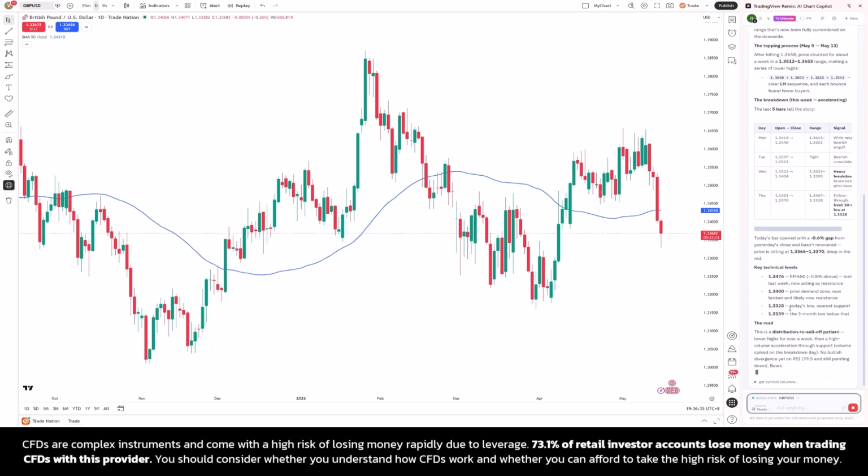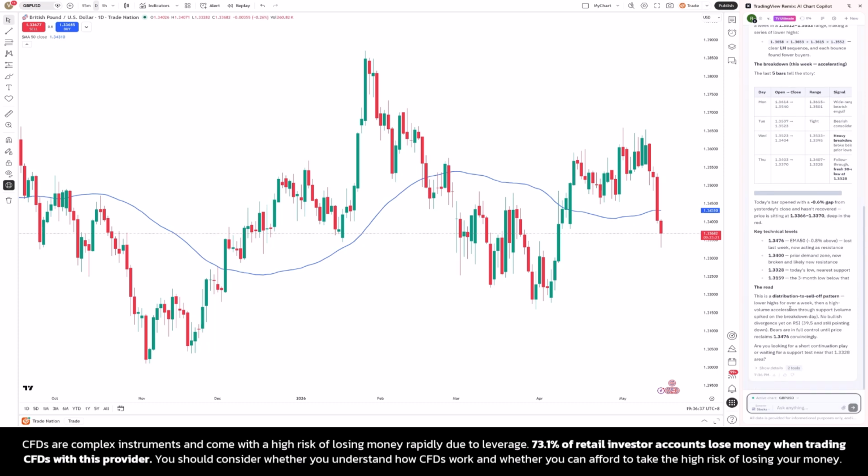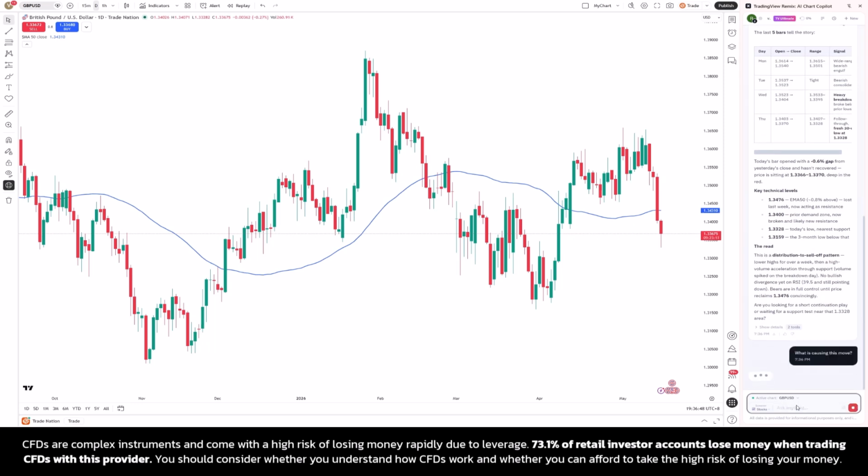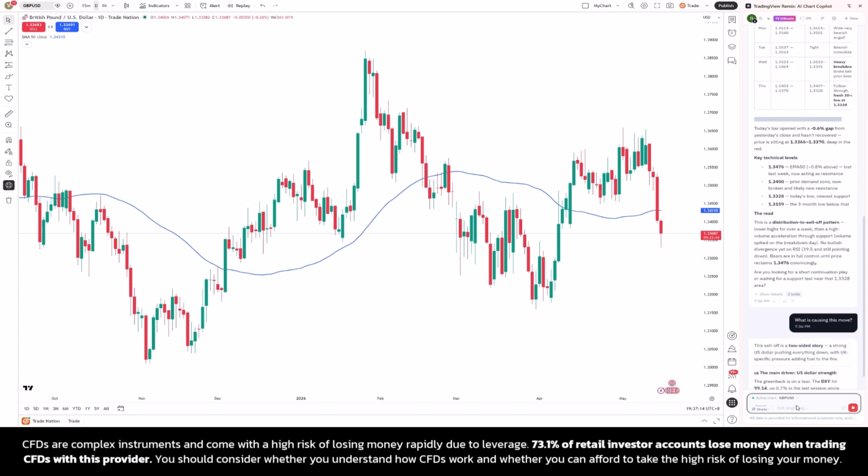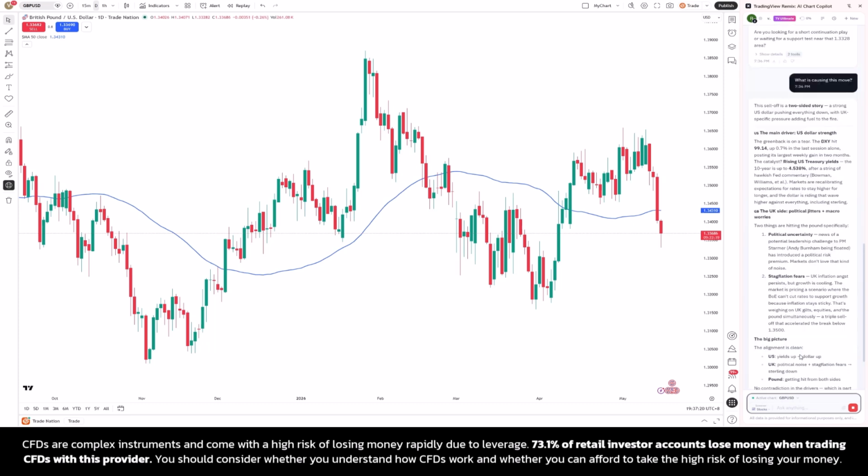The Copilot can also add context when a market has moved sharply. Rather than only looking at the candle on the chart, you can ask what may be driving the move. It can bring in related news, earnings information, and fundamental data, giving you a broader view of whether the move appears technical, news-driven, or connected to a wider market theme.